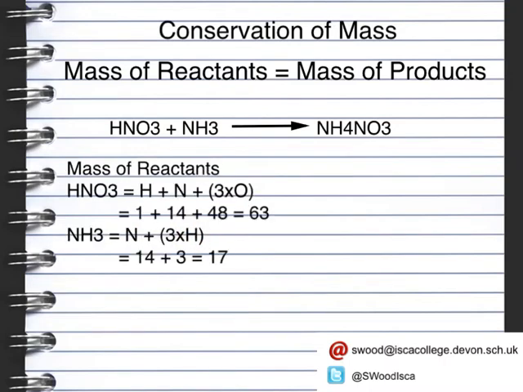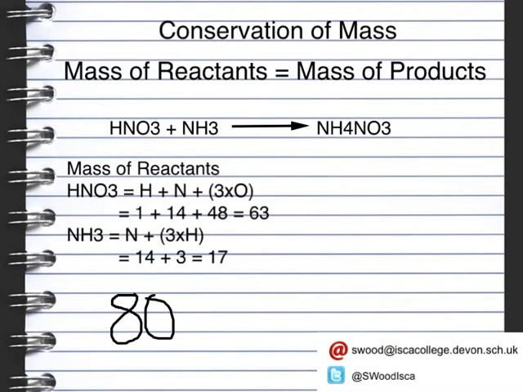So 1 plus 14 plus 48 for the 3 times 16, it gives us a value of 63, and then the 14 plus the 3 times 1, here 3, gives us 17. Now if we add those together, we end up with a mass of 80.